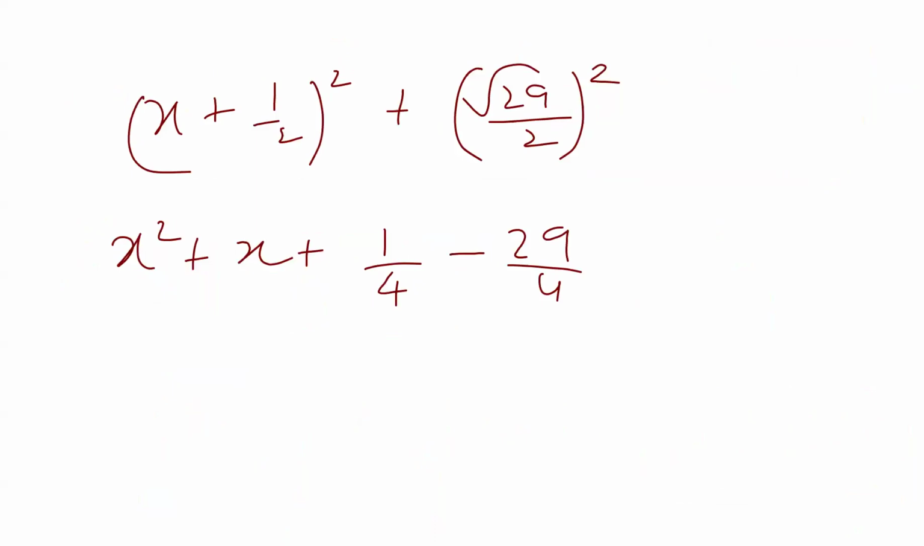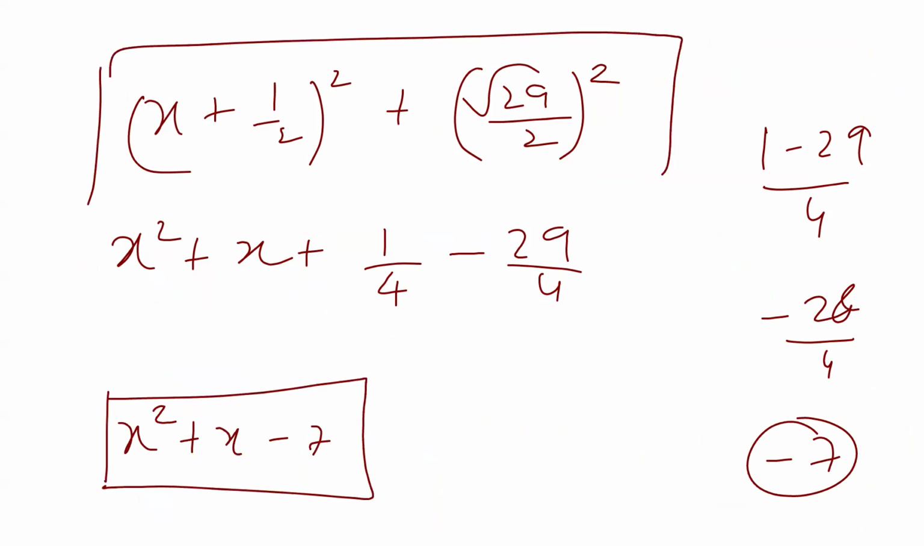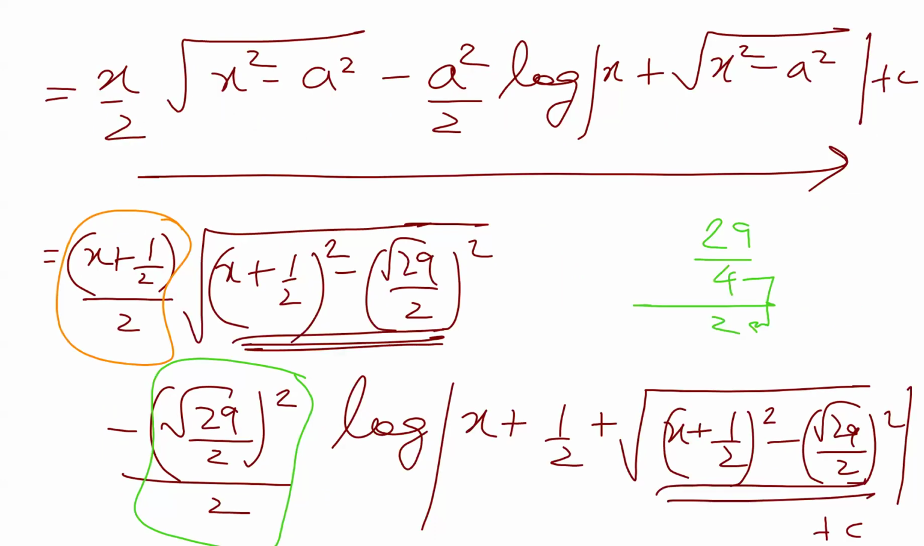So 1 minus 29 by 4 minus 28 by 4. So this is minus 7. So x square plus x minus 7. So we got the answer for the simplification of this. So this root part, root over here and here, we have simplified.